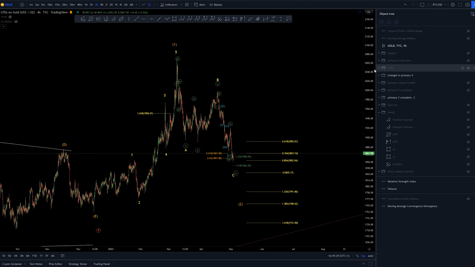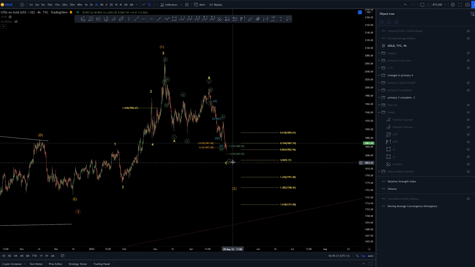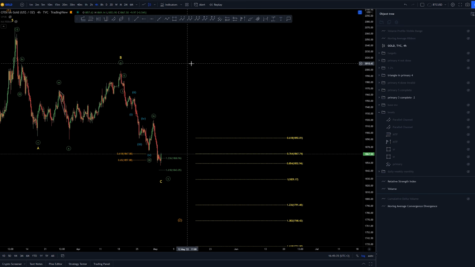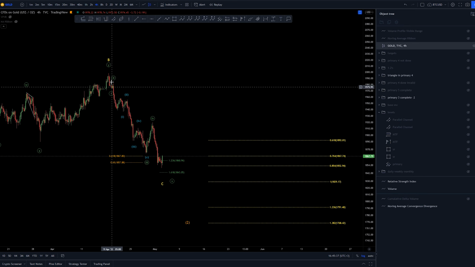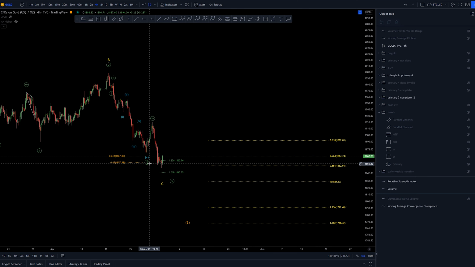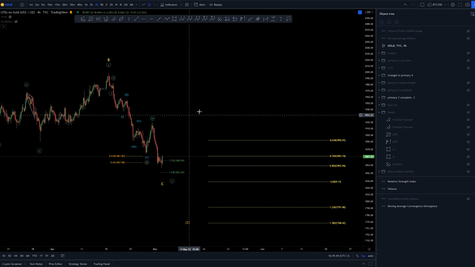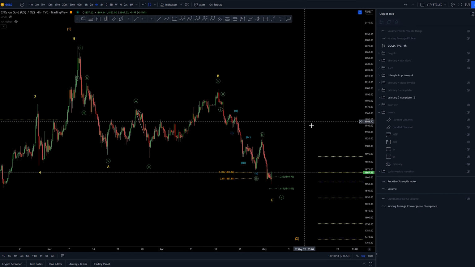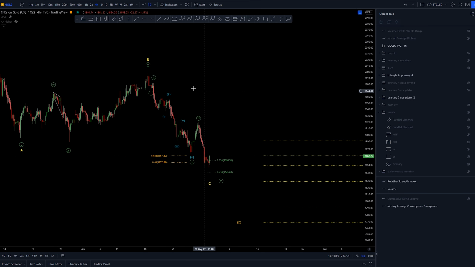Now about this wave structure downwards, I had this marked out as, or labeled as 1, 2, 3, 4, 5 into a third of minute, a zigzag into the fourth. The fourth and the second are really weird looking.